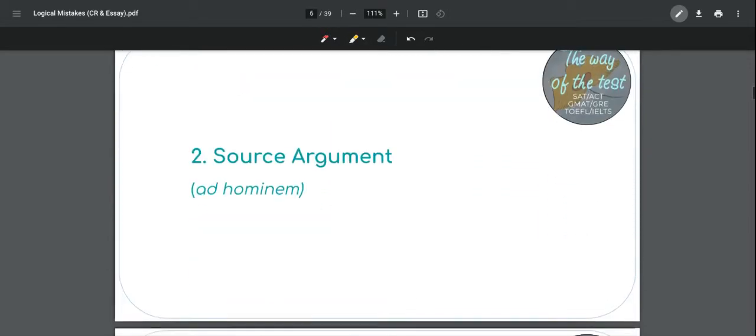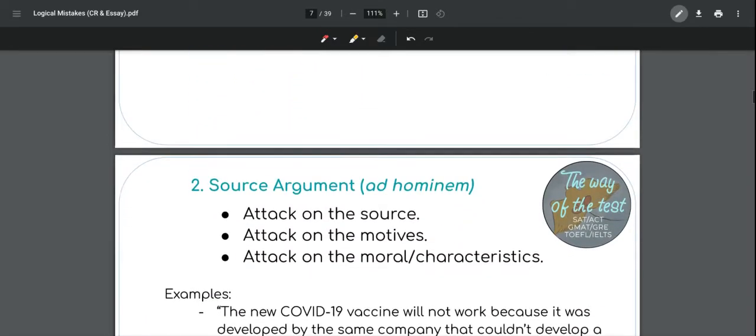Okay. The second mistake is the source argument mistake, also called ad hominem. This is a logical fallacy. You may have heard of this outside this context. And how does it work?